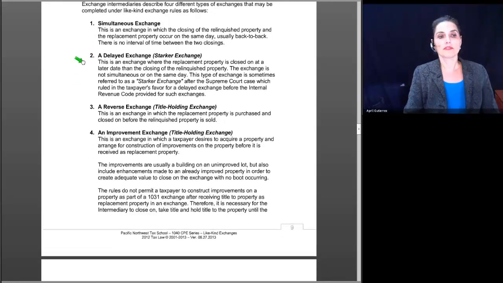One of those ways of closing is something called a delayed exchange, also called a Starker exchange. This is an exchange where the replacement property is closed on at or on a later date than the closing of the relinquished property. The exchange is not simultaneous or on the same day. This type of exchange is sometimes referred to as a Starker exchange after the Supreme Court case which ruled in the taxpayer's favor for a delayed exchange before the Internal Revenue Code provided for such exchanges.